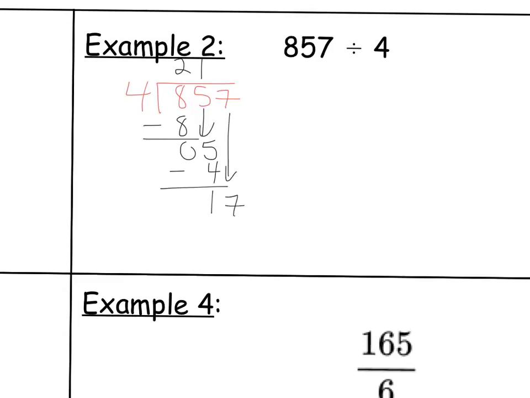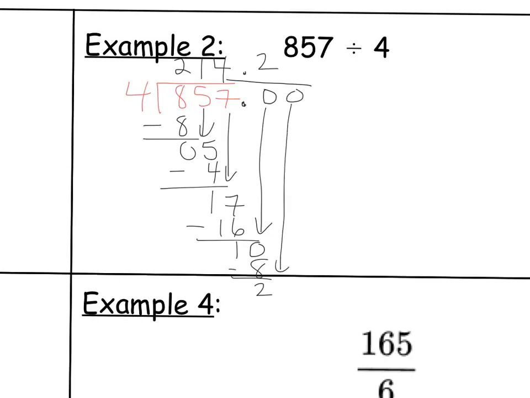4 into 17 goes 4 times. 4 times 4, I'm multiplying. Subtract. I got a 1. You notice I don't have any other digits to bring down. Remember, you add a decimal at the end of the dividend and add another 0. Don't forget to put that decimal straight up in the quotient. Bring down my 0. 4 into 10 goes twice. 2 times 4 gives me 8. Okay, bring down another 0. 4 into 20 goes 5. 5 times 4 gives me 20.